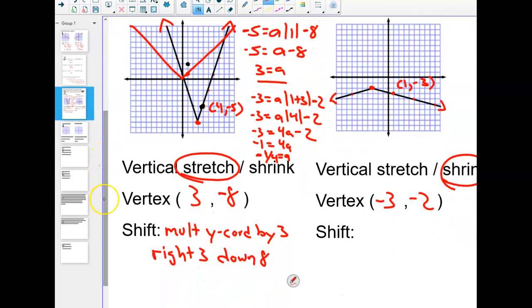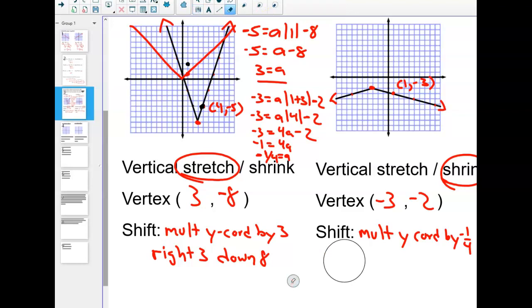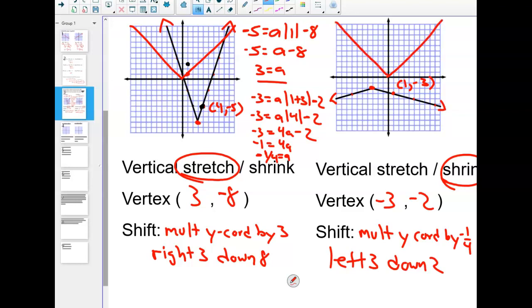And my shift, we're multiplying the y coordinate by negative 1/4. And we're going left 3, down 2. That's the shift. If you wanted to put the parent graph in, my advice is pick something that won't give you a fraction. So 4.